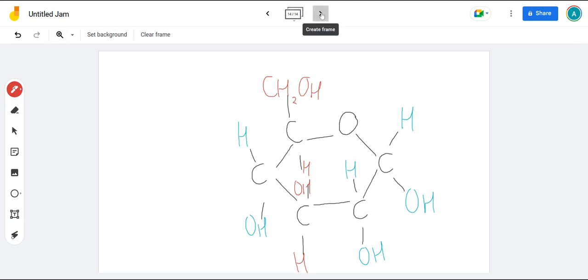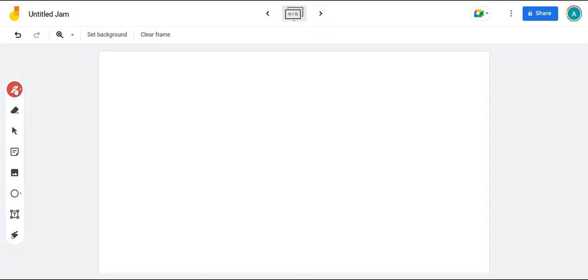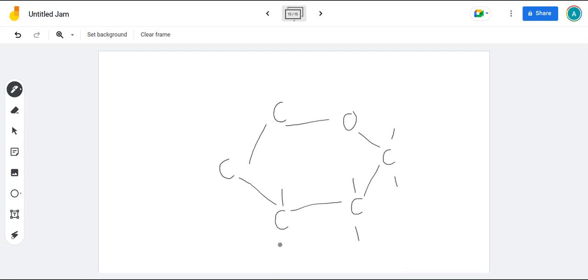Let's do it again. So, starting off, top corner, oxygen. Draw the sides, six-sided shape. What goes on the other corners? Carbon. 4 bonds for all the carbons.